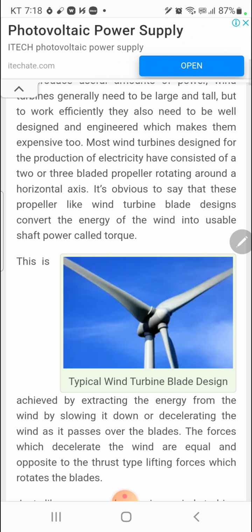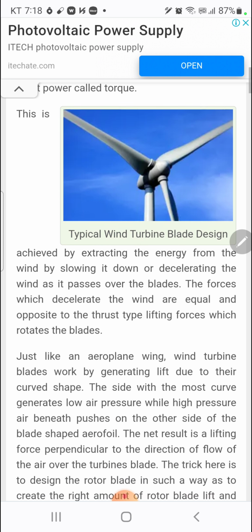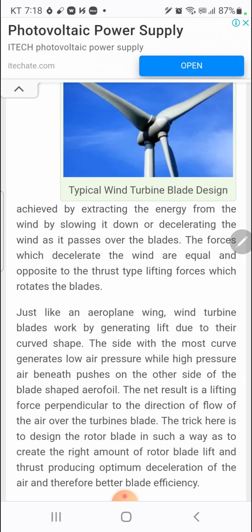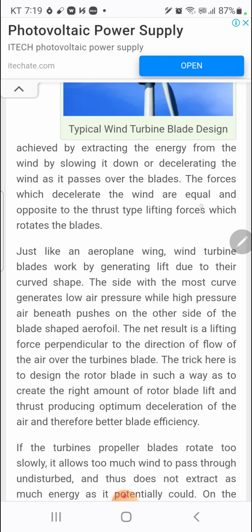It's obvious to say that these propeller-like wind turbine blade designs convert the energy of the wind into usable shaft power called torque. This is achieved by extracting the energy from the wind by slowing down, or decelerating, the wind as it passes over the blades. That's another good term: accelerating, decelerating. The forces which decelerate the wind are equal and opposite to the thrust-type lifting forces which rotate the blades.